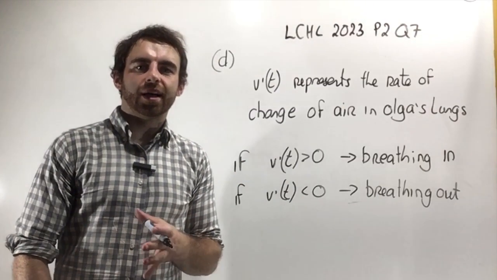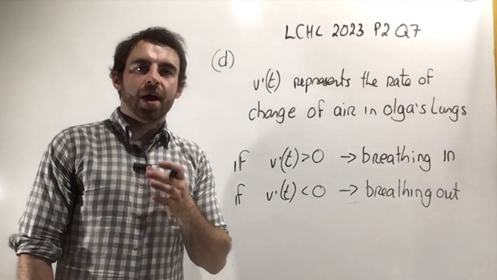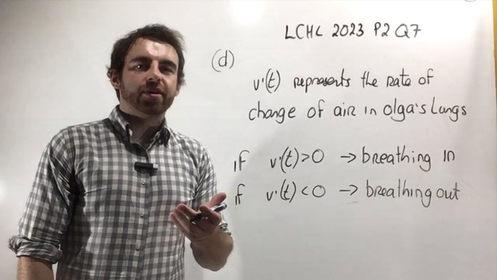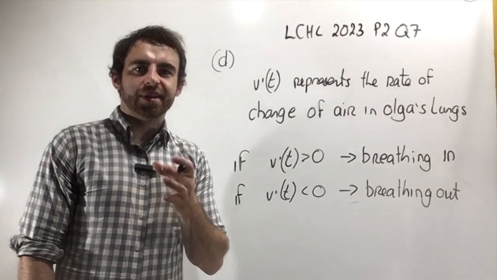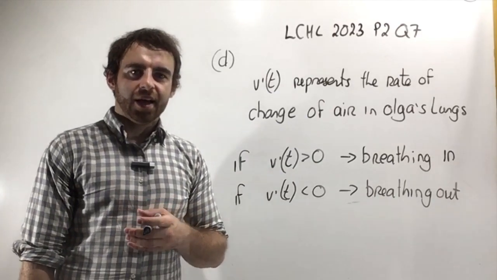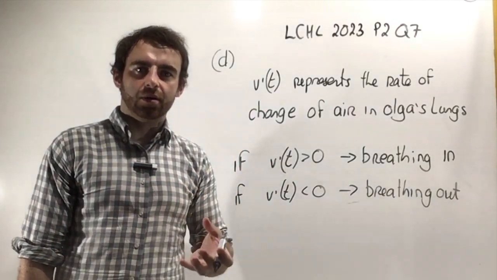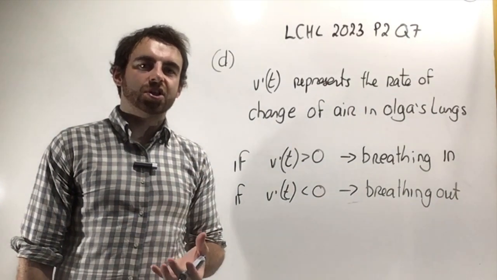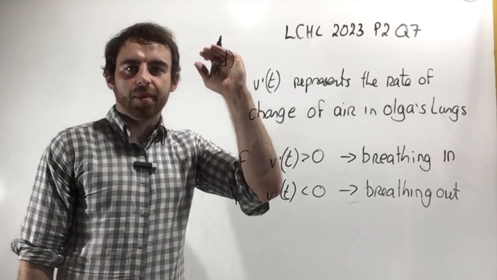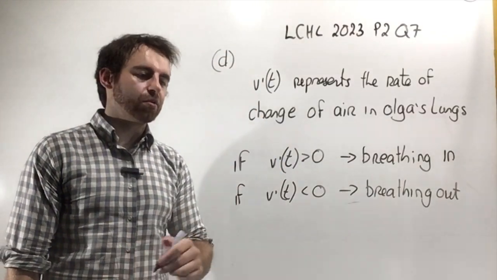In part D, we're asked to come up with the connection between the first derivative and whether Olga is breathing in or breathing out. Well, you should remember that the first derivative always represents the rate of change of the function. And in this context, if the function itself represents the amount of air in Olga's lungs, then the rate at which it's changing refers to whether the amount of air is increasing or the amount of air is decreasing. So there are the two scenarios we have to describe.